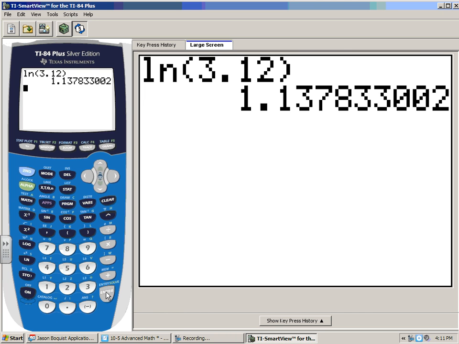Why don't you take a second right now on whichever calculator you have, or if you need to go get a calculator, go do that, and find the natural log of the next two, which are 0.045 and 0.772. Why don't you go ahead and find those answers?